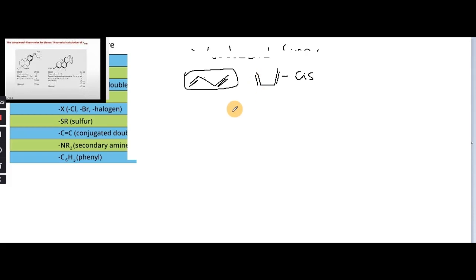Now let's also look at what we call a homoannular diene. This is a diene in a ring system. When we say annular, what does it mean? A ring. So a diene in a ring system where all the double bonds are found in the same ring is called a homoannular diene. So when you have a diene in the same ring, we call it a homoannular diene.